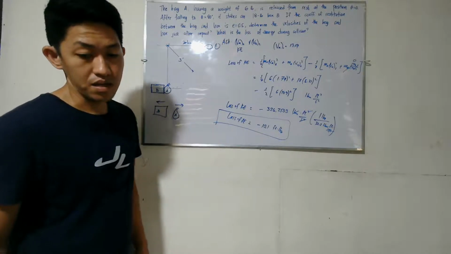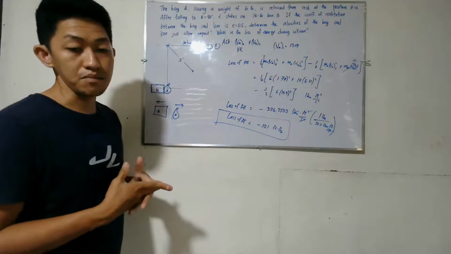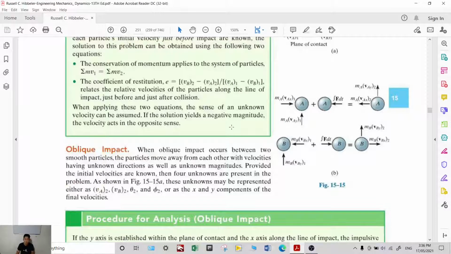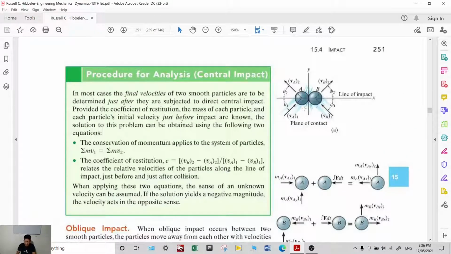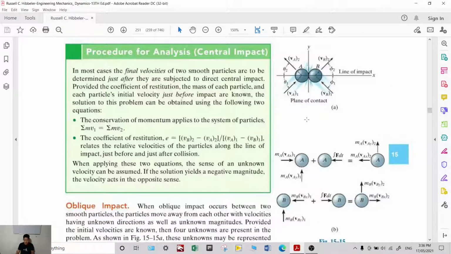So later on we will solve for oblique impact. Discuss the other type of impact, which is the oblique impact, wherein the direction of the two particles is at an angle at the line of impact. Okay? So, pwedeng isa lang ang naka-angle sa line of impact, ang isa is aligned sa line of impact, or pwede dua. Okay? So, how do we analyze oblique impact?